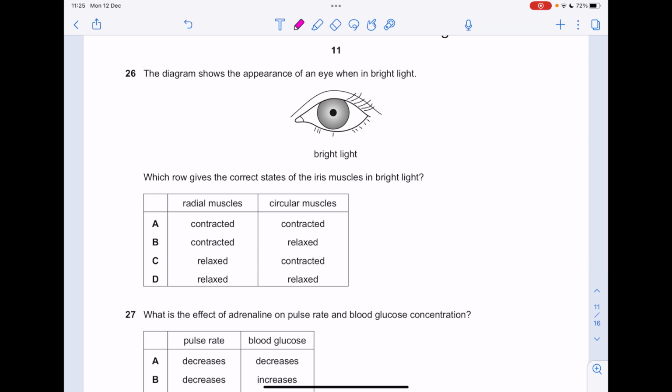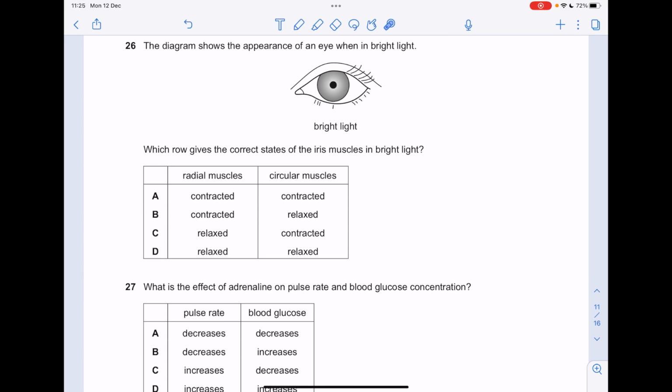26. The diagram shows the appearance of an eye when in bright light. Which row gives the correct states of the iris muscles in bright light? So our pupil has constricted to stop damage to the retina, but what changes take place to enable that pupil constriction? It's actually going to be C. You do need to just learn this. The radial muscles need to relax and the circular muscles must contract.